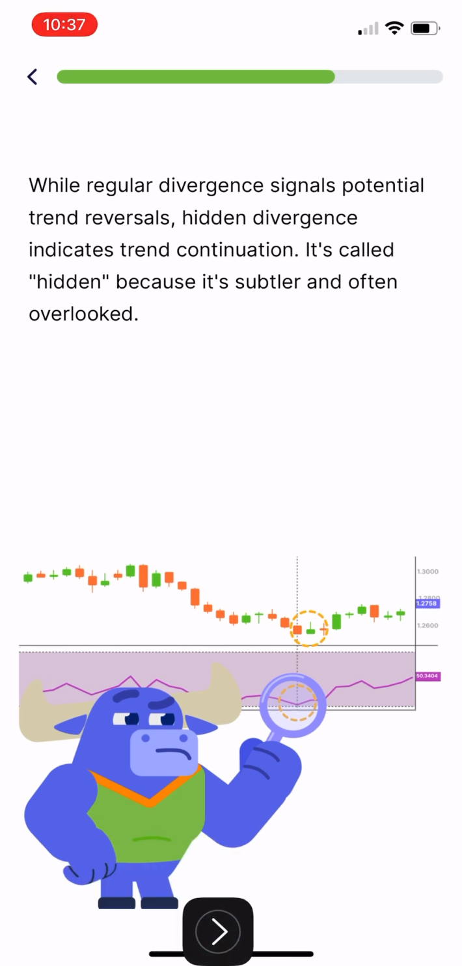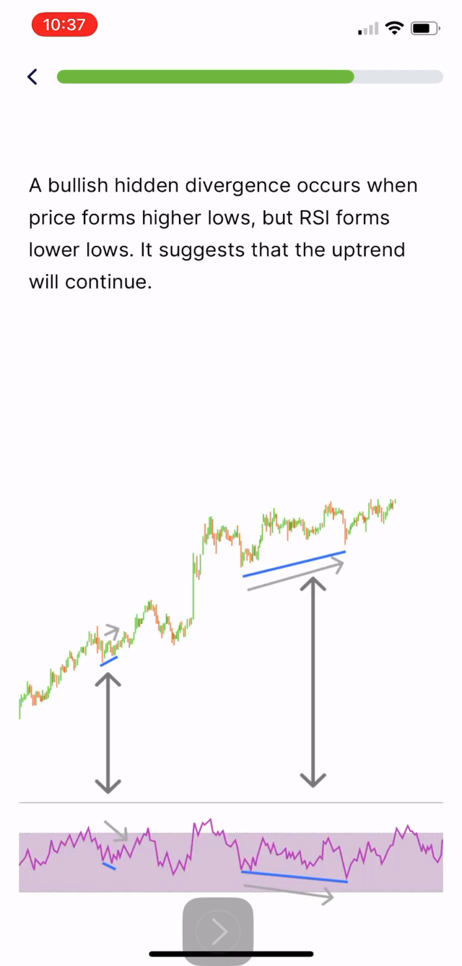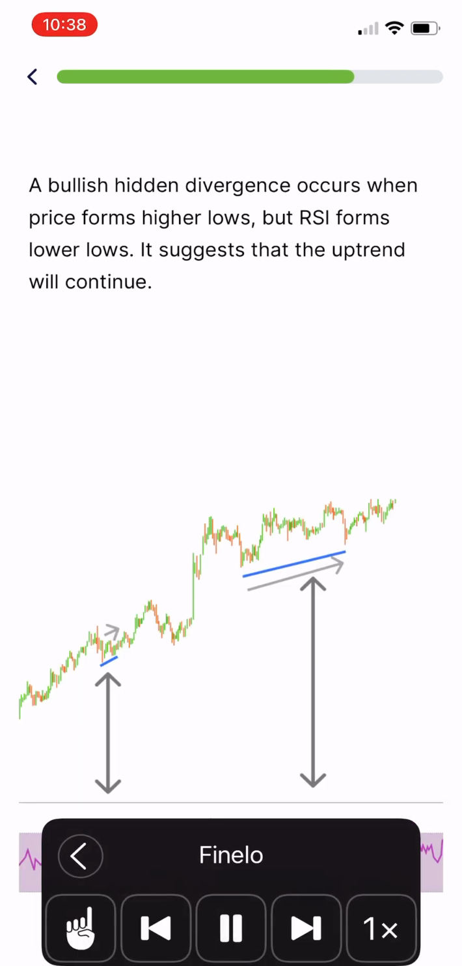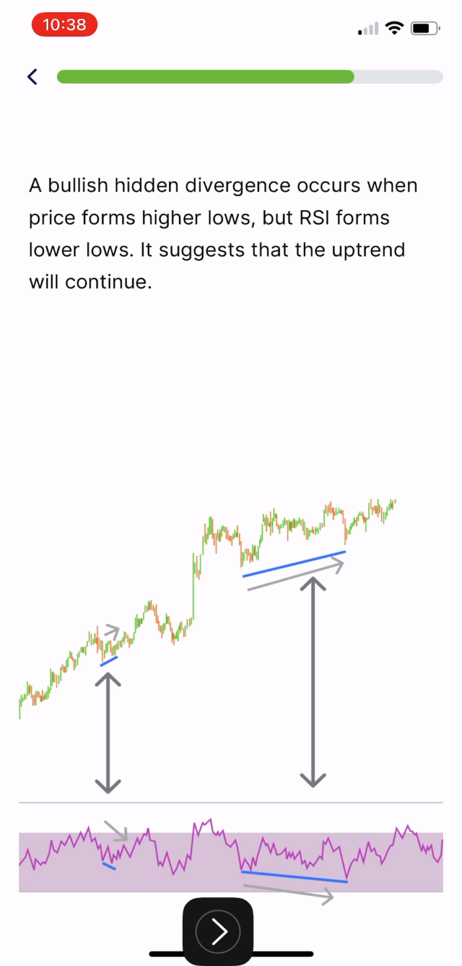While regular divergence signals potential trend reversals, hidden divergence indicates trend continuation. It's called hidden because it's subtler and often overlooked. A bullish hidden divergence occurs when price forms higher lows, but RSI forms lower lows. It suggests that the uptrend will continue.